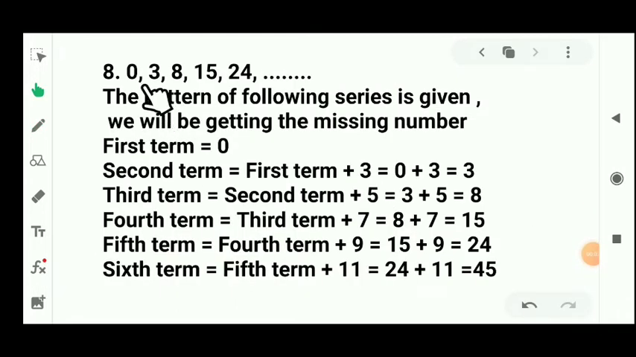Now students, let's see question number 8, that is 0, 3, 8, 15, 24. In this pattern, you can see 0 plus 3 will be 3, 3 plus 5 will be 8, 8 plus 7 is 15, and 15 plus 9 is 24. That means the first term is 0, in the second term we add 3, in the third term we add 5, next we add 7, then next we add 9. The last one is 24. So after 9, we will add 11. It will be 35. So 35 will be the missing number.